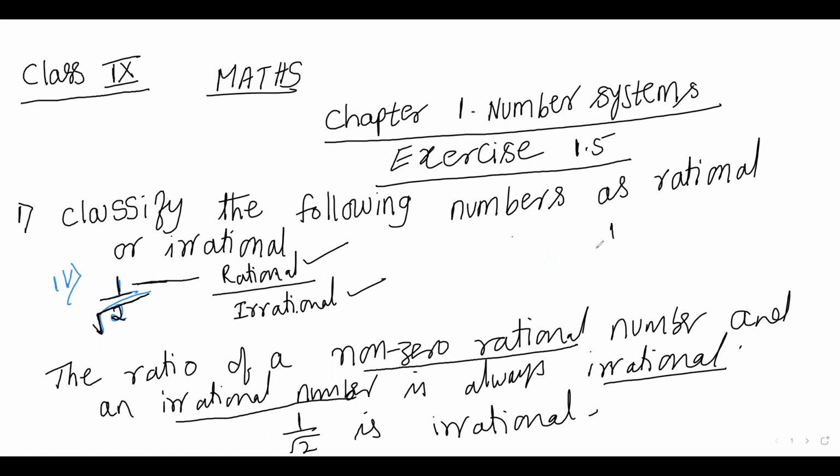Even if you rationalize, root will remain. Root 2 into root 2 is 2. Root will not go. So even after rationalizing, it remains irrational only. So please remember, if the rational number is non-zero and it is divided by an irrational number, then you will always get an irrational number.